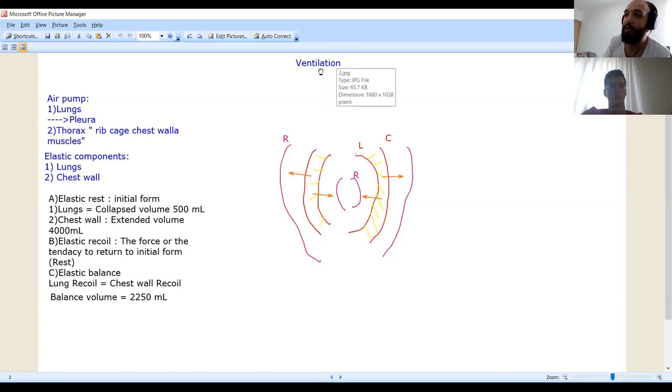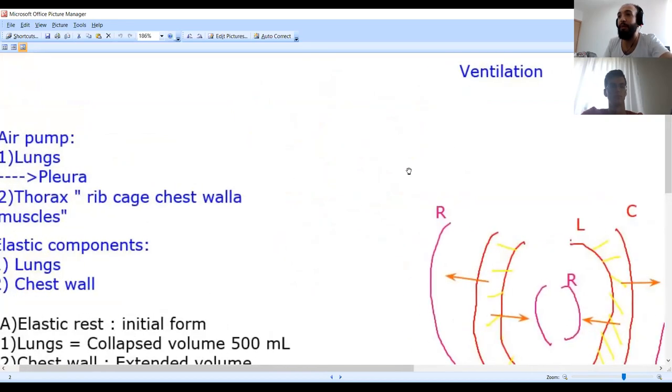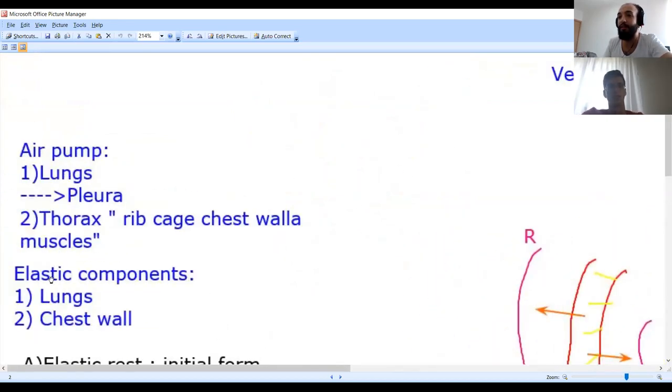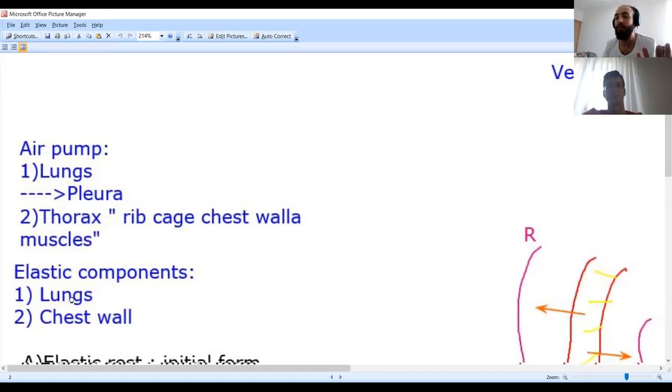Okay, now to understand the ventilation, you have to understand some basics. First basic is elasticity. What is the meaning of elasticity? It's the ability to extend. So, who are the elastic parts of the respiratory system, of the air pump? Lungs and chest wall. Okay. What we know about elasticity? We know about something elastic that it has an initial form and I can extend it. So this is not the initial form. If I release the energy, it will go back to the initial form.